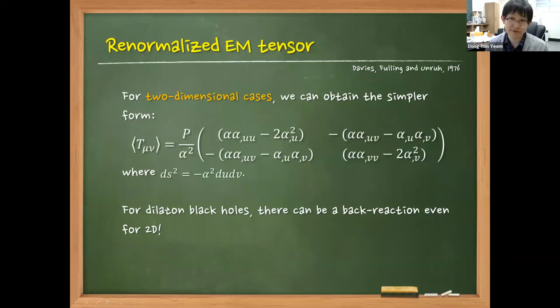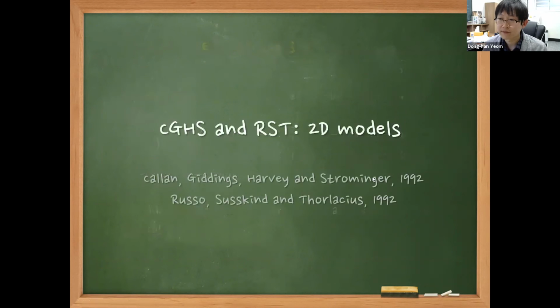The dilaton is a string-inspired model. This means that in the dilaton black hole cases, even in the two-dimensional case, you can see the metric back reactions due to the evaporation, from the renormalized energy momentum tensor. This is the motivation of the CGHS model, Callan-Giddings-Harvey-Strominger in 1992. So CGHS is the original model in 1992.